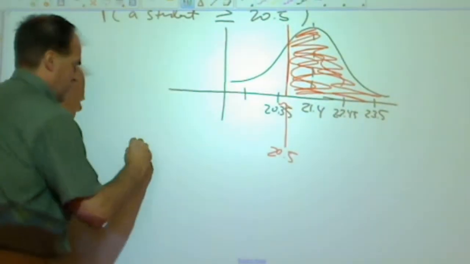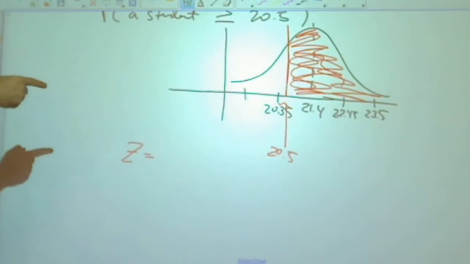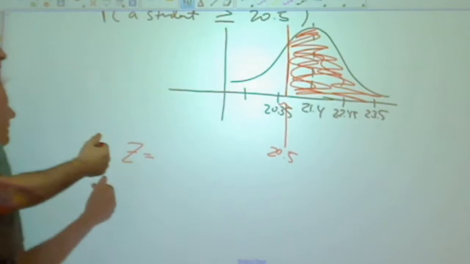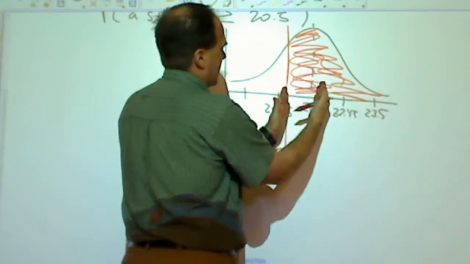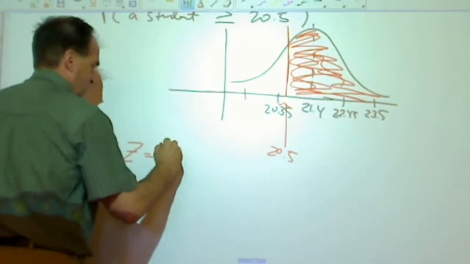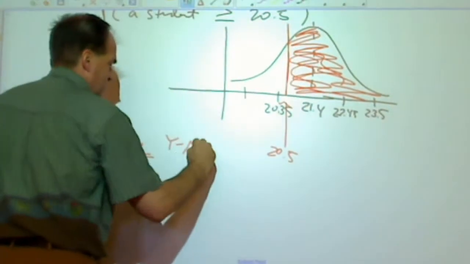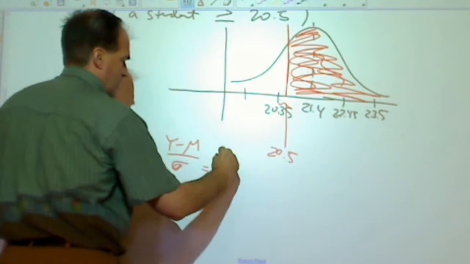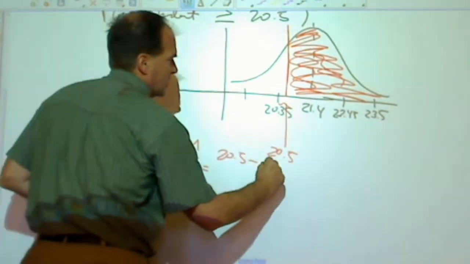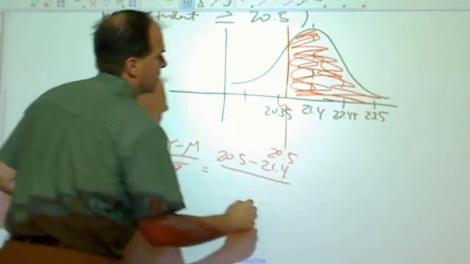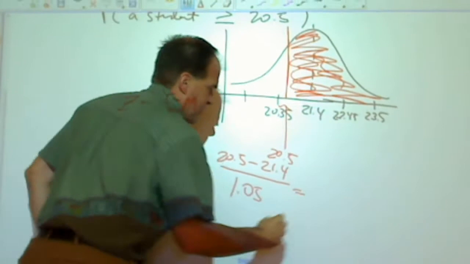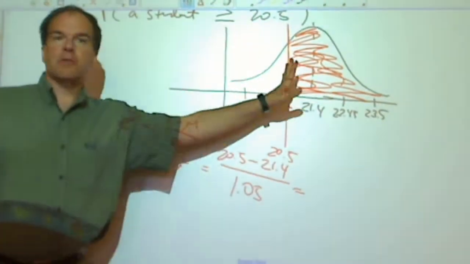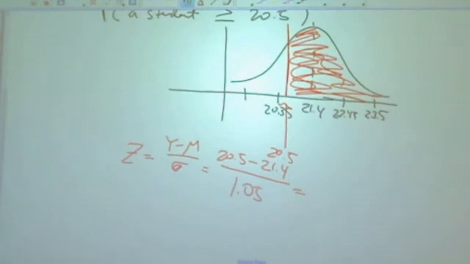So how about here? We could do normal CDF here. Let's do the Z value here, the Z score. Okay, so I'm looking for Z value. I'm going to look up this distance. So it's the value minus the mean all over the standard deviation. 20.5 minus 21.4 over 1.05. I'm expecting a negative number because I'm below the mean. Okay.